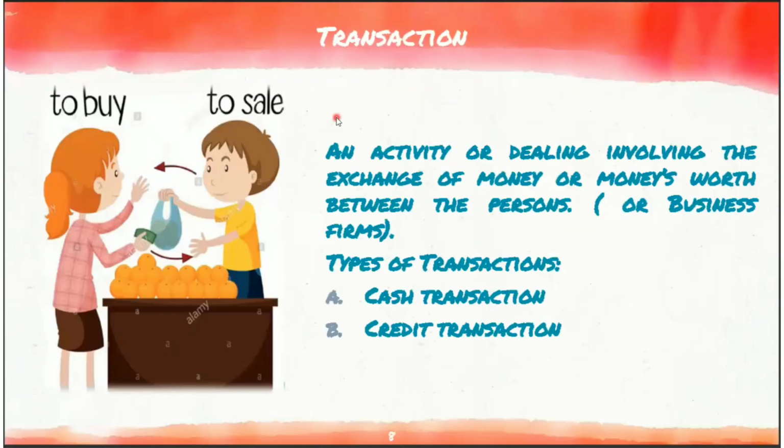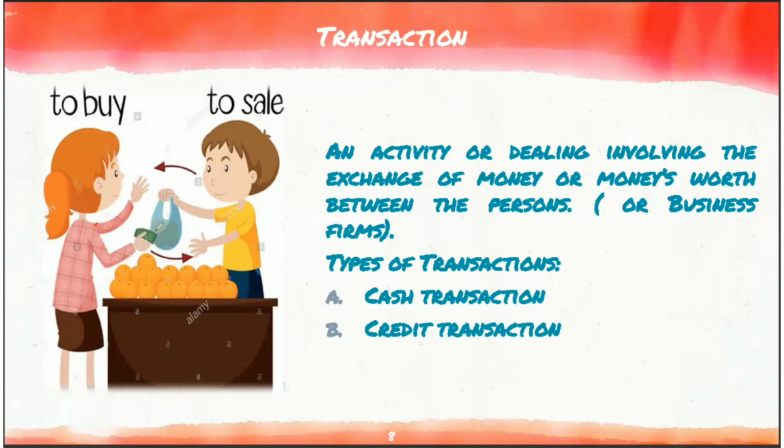Now you can see two people here, right? One person is a seller and one person is a buyer. Now she is buying the goods from him. Now he's selling and she's the buyer, right? This is a very simple transaction that is happening: an activity or a dealing involving the exchange of money.